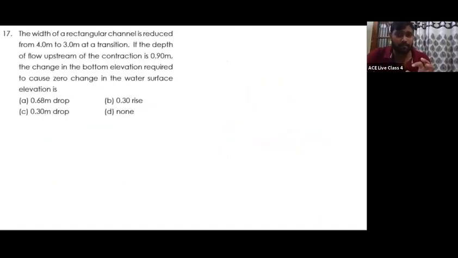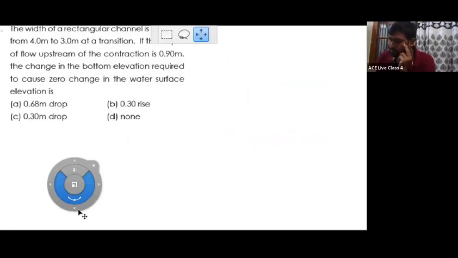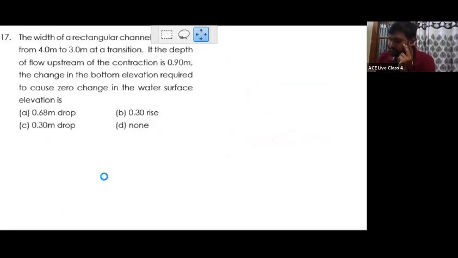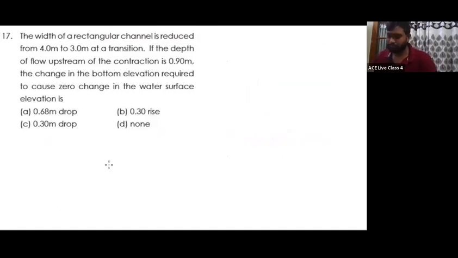We have seen a single transition. The analysis is for single transitions. Now, in the numerical analysis, we are going to discuss the double transition also. Now let's see this question, question number 17. Have a look at this one.